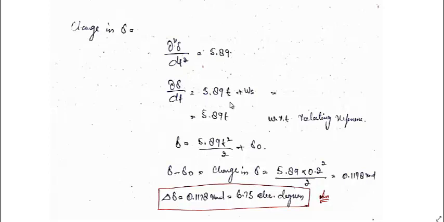Now for the change in delta, d square delta by dt square is equal to 5.89, and d delta by dt is equal to 5.89 t plus omega s. So with respect to the rotating axis, this will be 0 then. So this will be only 5.89, which I have told you already. So delta will be equal to 5.89 t square by 2 plus delta naught. This will be the initial value of delta naught at which it would have been appearing. So change in delta will be then delta minus delta naught.